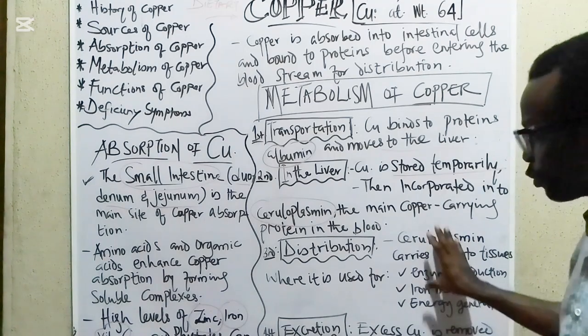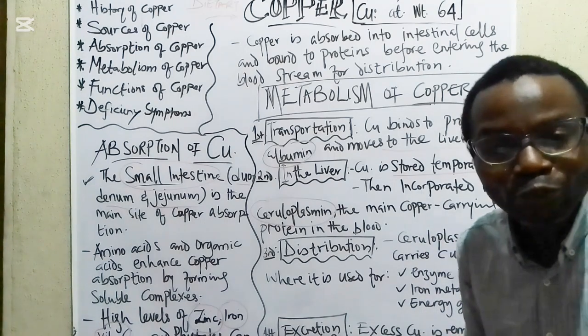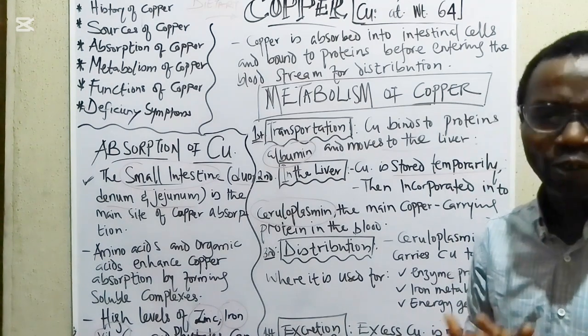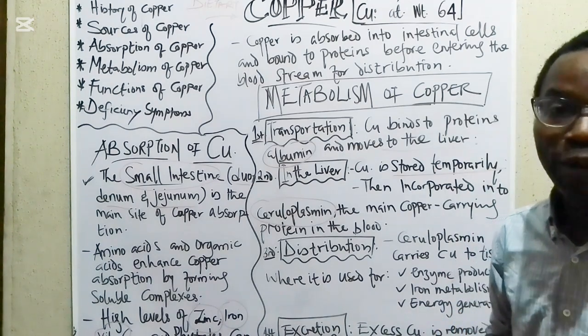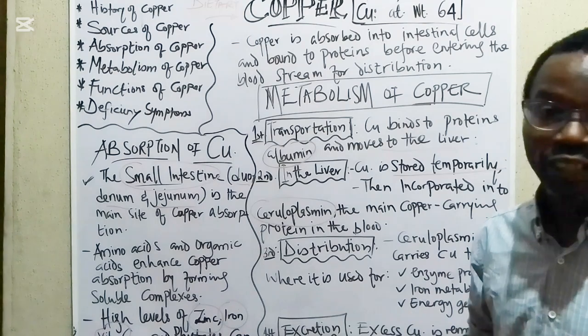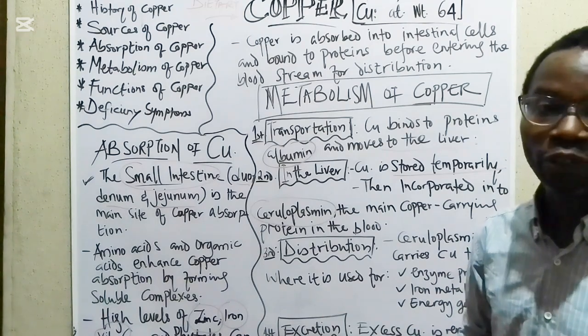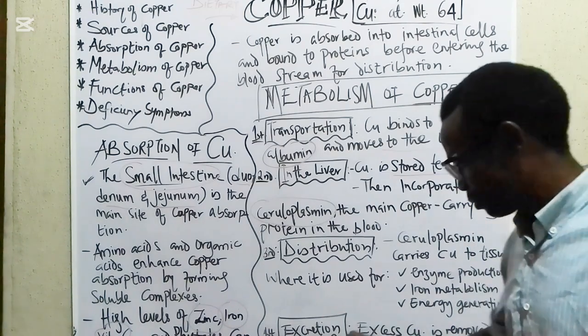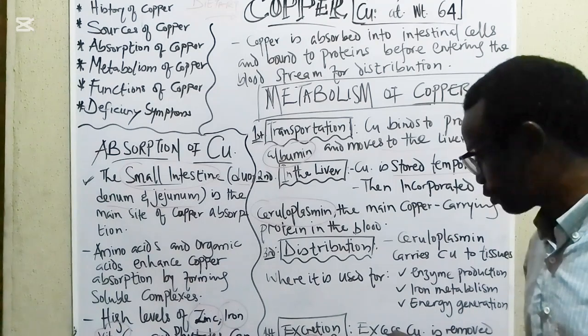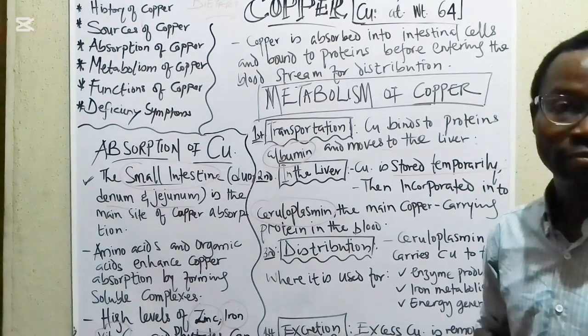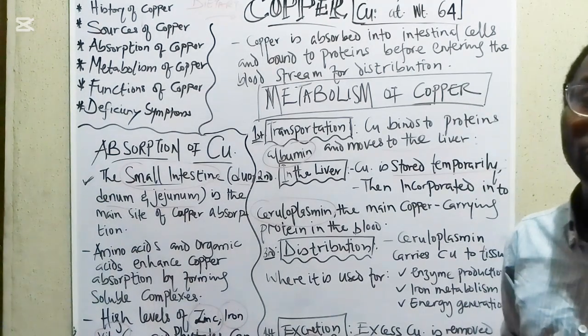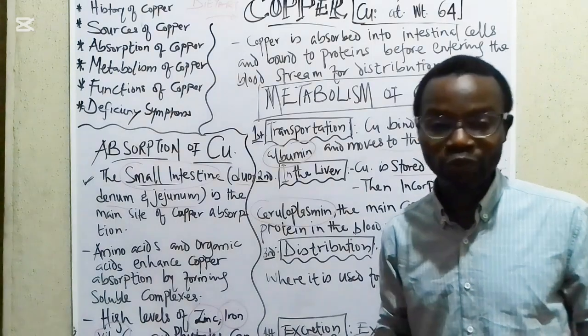Now, after this function is done, if there happens to be an excess of copper in the blood, what happens? It is like any other nutrient, excreted. Through what? Through the bile, near the liver, and also feces. A very small amount is excreted via urine. So you see it now.